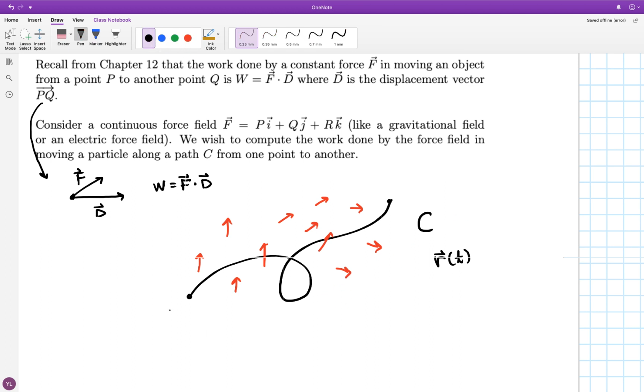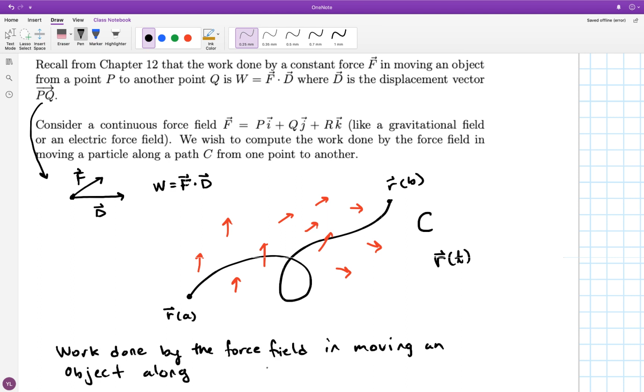So I'm just drawing a bunch of sort of random vectors here. Okay, let's say that this is the starting point, let's say at time a, and let's say this is the ending point. And what I want to compute is the work done by this force field in moving an object along the curve C from the beginning to the end. All right, well, it's going to be an integral that computes the work done precisely.